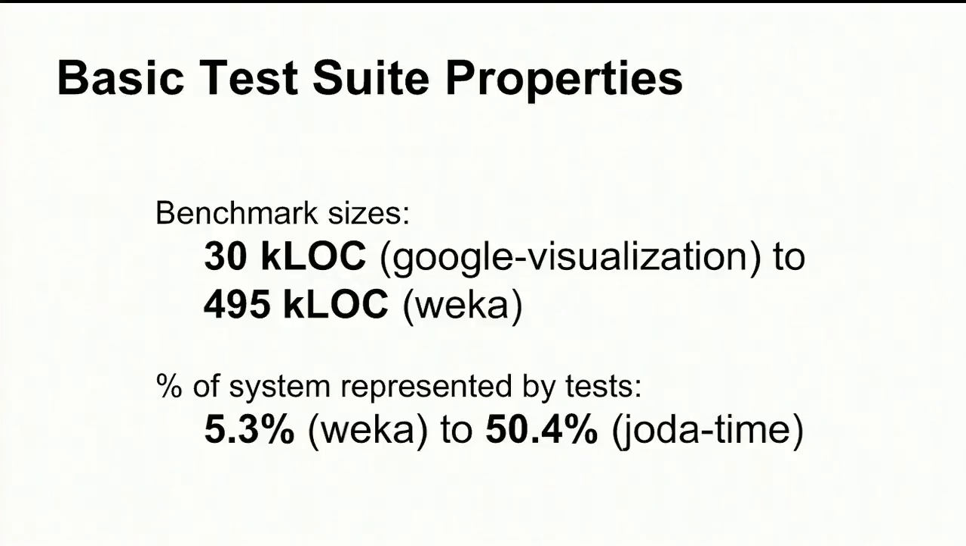So these are 10 benchmarks, and they all have test suites. And these benchmarks are from pretty small, 30K lines of code, to 500,000 lines of code in the case of Weka. And so we'll see this on the next slide as well, but what proportion of the code is accounted for by test cases, and that varies from 5% in the case of Weka to more than half of the code in the benchmark is accounted for by test cases in the case of JodaTime.